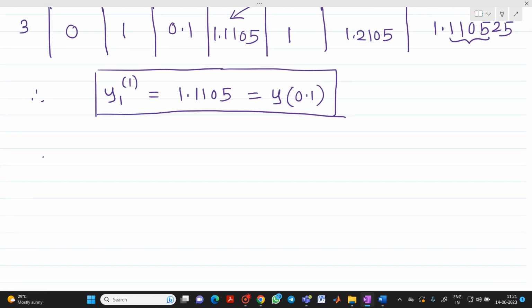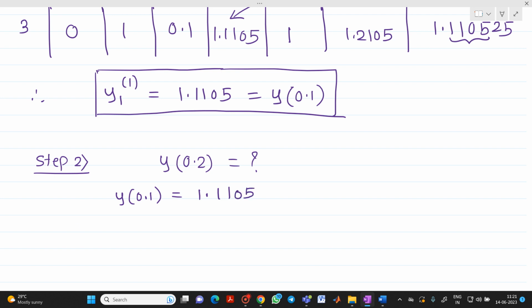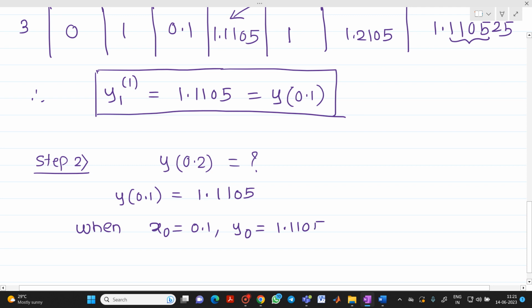So what to do? Here I am going to write it again. Step number 2. We have to find the value of y of 0.2. Now whatever answer we get in iteration 1, we have to use it as an initial approximation. So what was the answer of y of 0.1? It was 1.1105. So the meaning is that when x0 is equal to 0.1, y0 is equal to 1.1105.